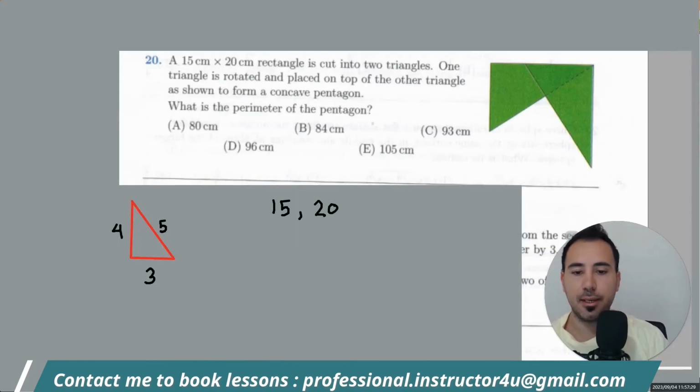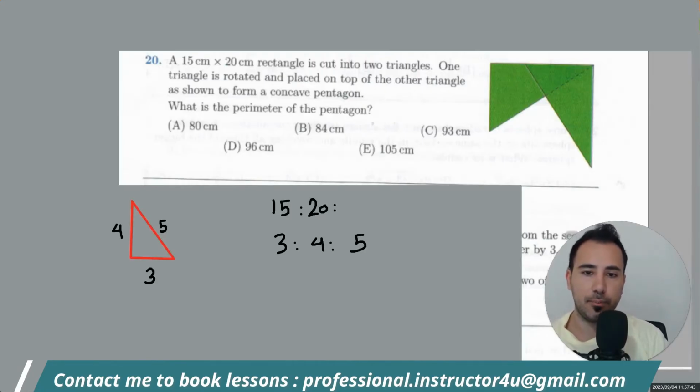Okay, see that the ratios are actually the same, okay? So this is 3, 4, and 5. This one, the red one, is 15, 20, and the last one will be, see how each one has been multiplied by 5? Okay, so the last one is 25. So what we're going to have is actually this line is 25.